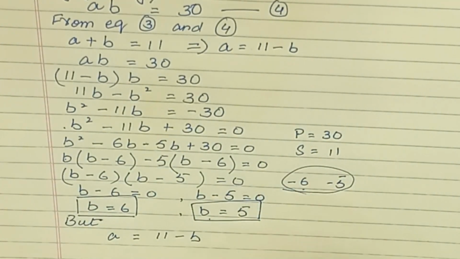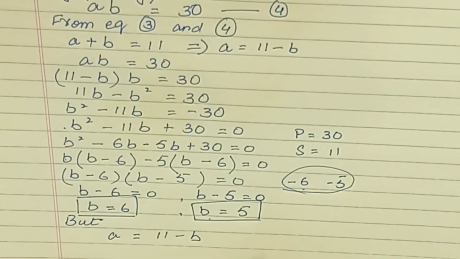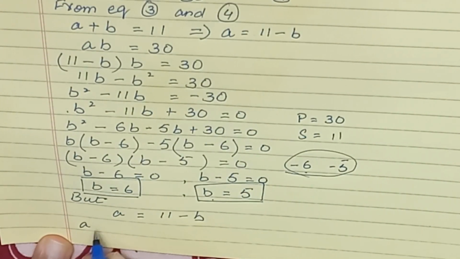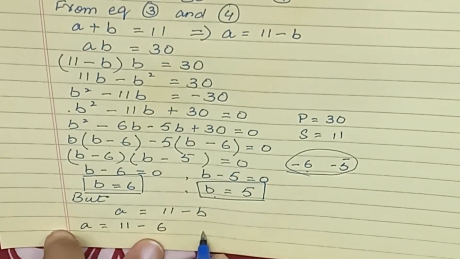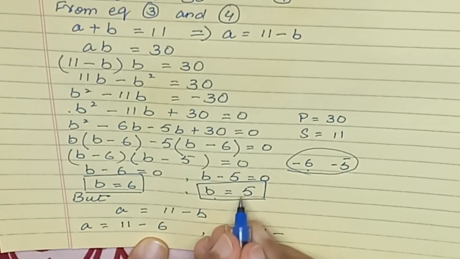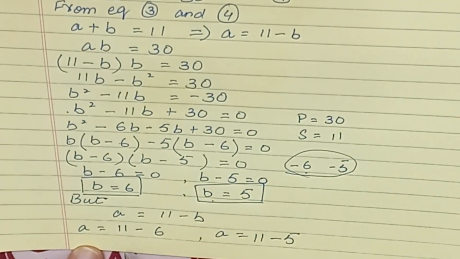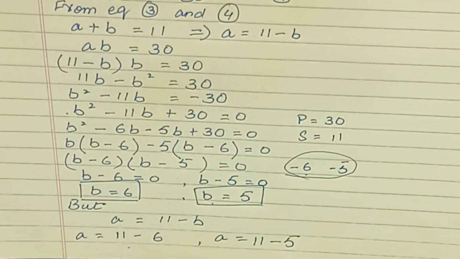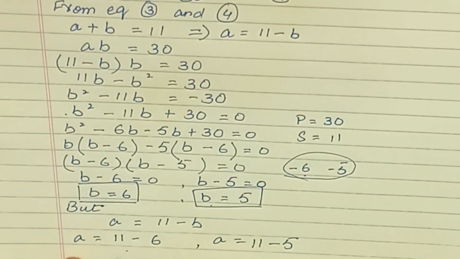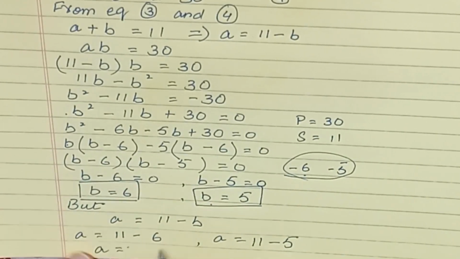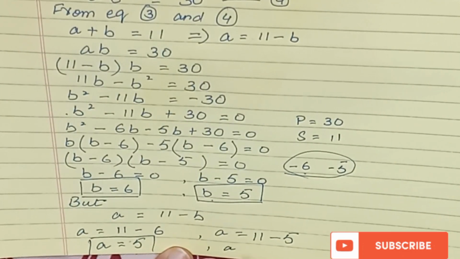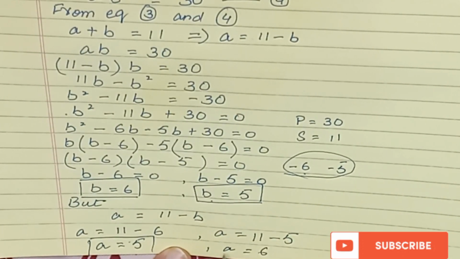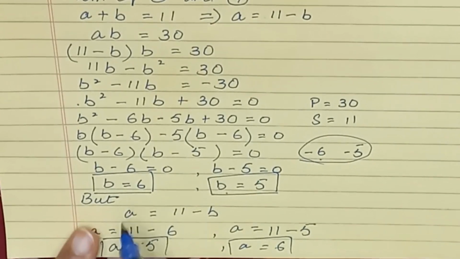So here again we have two cases, for b is equal to 6 and b is equal to 5. So it will become a is equal to 11 minus 6 and a is equal to 11 minus 5. From here we can get the value of a, which is equal to 11 minus 6, which is 5. And from here we will get the value of a, which is a is equal to 6. Here the value of b is 6 and a is 5, and b is 5 and a is 6.